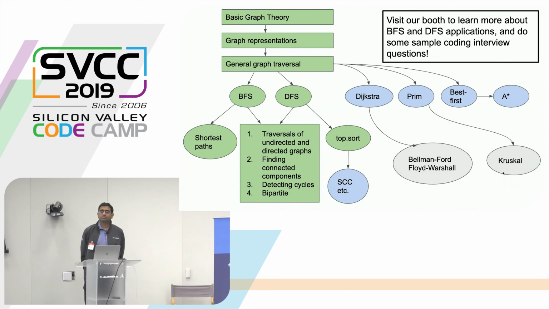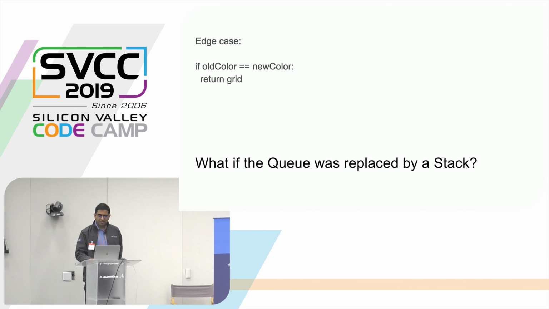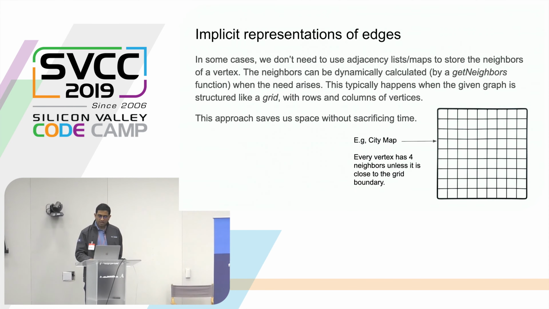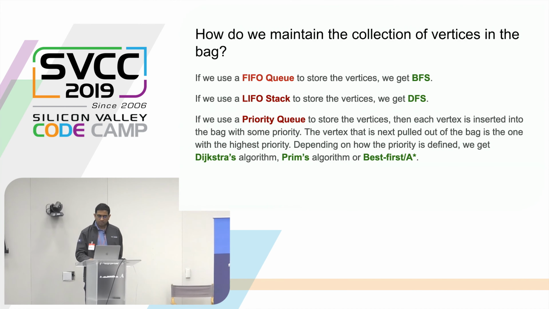What is the order of time of it? I don't have it on the slides, but I'm happy to explain it in more detail at our booth. Roughly speaking, both BFS and DFS visit every vertex and look at every edge of the graph once.